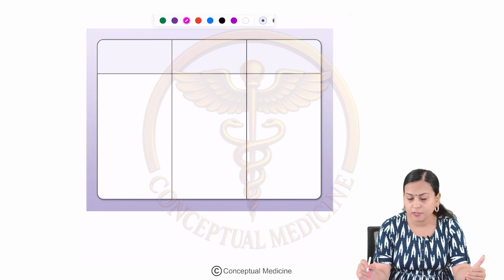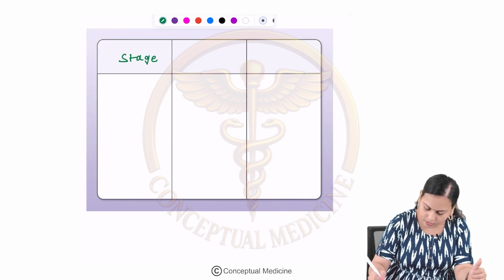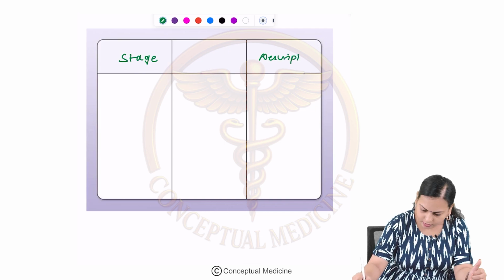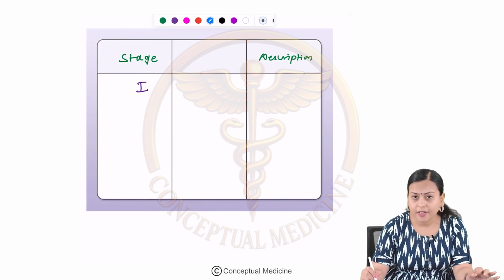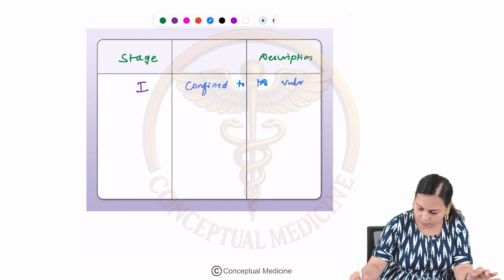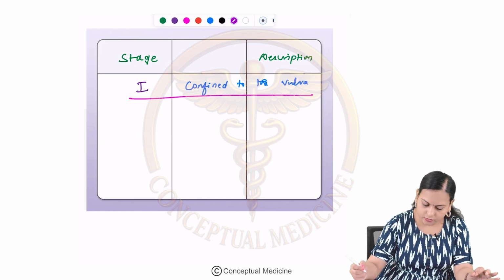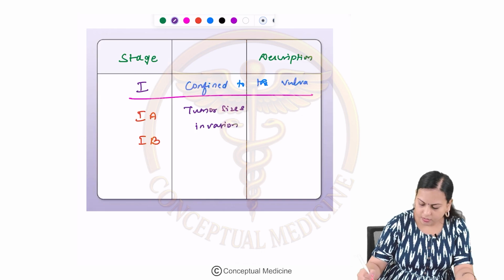We have 4 stages actually. The first stage is a tumor which is confined to the vulva. This is further divided into 1A and 1B, and it is based upon the tumor size and invasion of stroma.